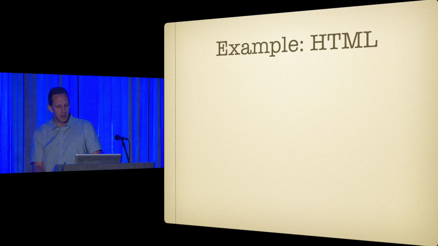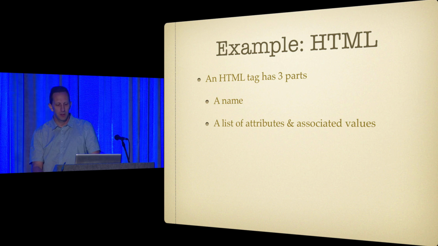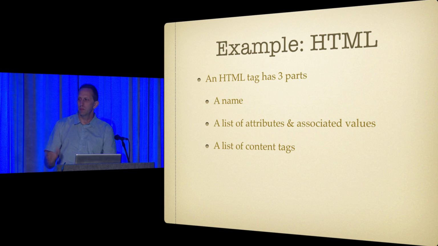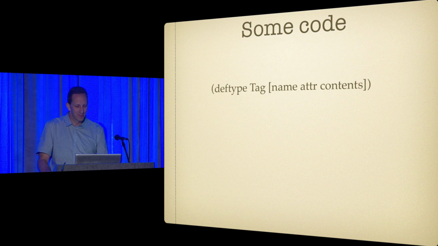Okay, so let's look at an example, HTML, a nice tree structured thing. Just to review, an HTML tag has three parts: a name, a list of attributes and associated values, key value pairs, and a list of content tags. So it's a recursive tree data structure, and you can have none or multiple content tags contained inside one tag. So it seems so simple, doesn't it, until you start to work with it. Okay, so the simplest thing that'll work, the deftype for tag, and it just contains those three things.